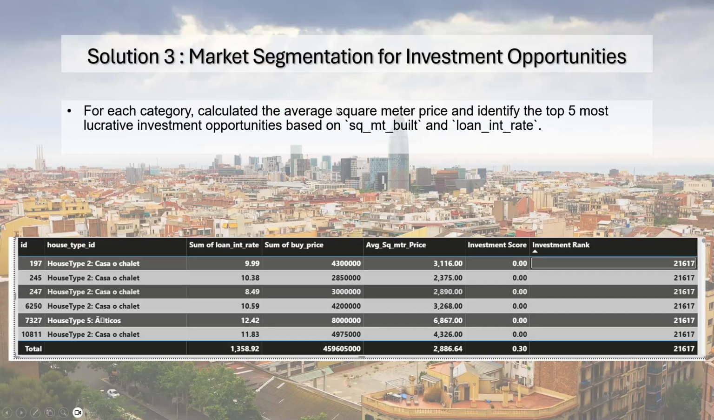And for the top 5 most lucrative investment opportunities based on square meter price and loan interest rate, we get these 5 properties, which have ID and their loan interest rate and the sum of buying price. So yes, we can see how these properties are the most lucrative investment opportunities.